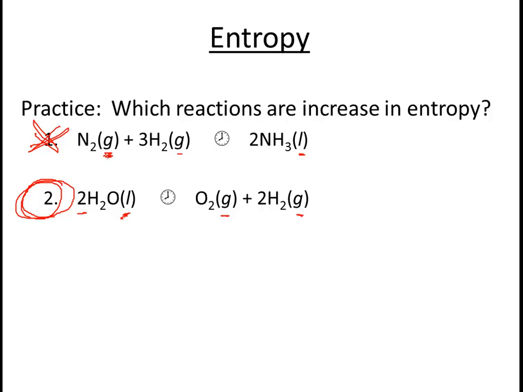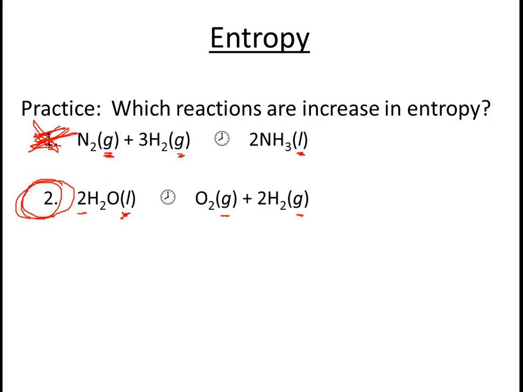So in this example over here, let's just look at the states of matter. If we have a gas, and we're going to a liquid. Now again, gases have a lot more energy, and we're going to a product that has a lot less energy, which means they're moving a lot slower, which means that it's more ordered. If it's more ordered, it's a decrease in entropy.